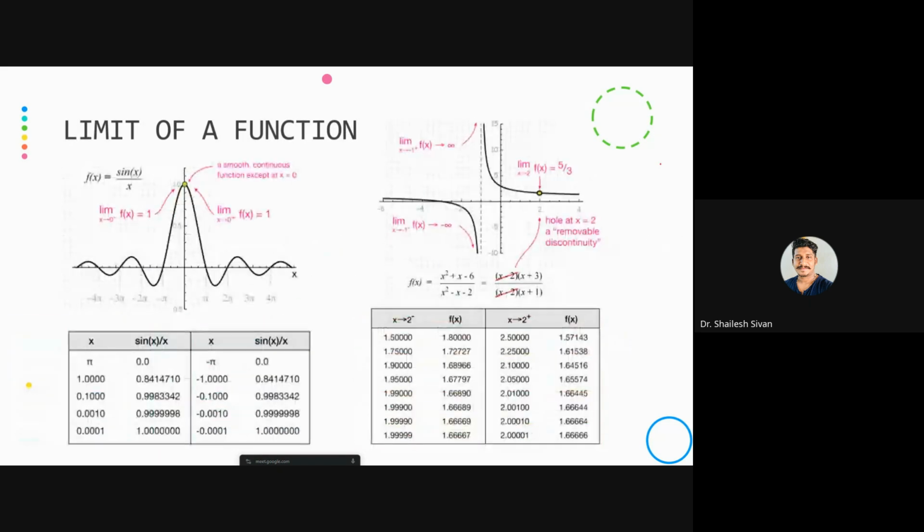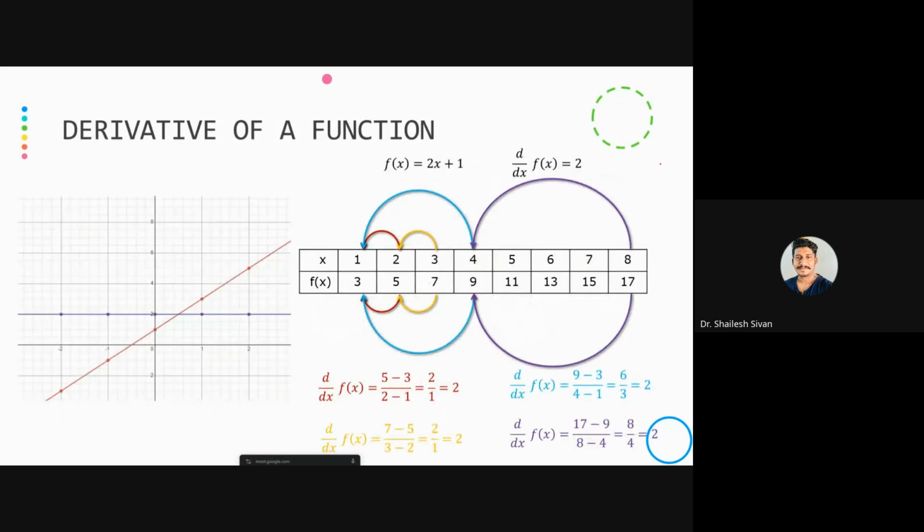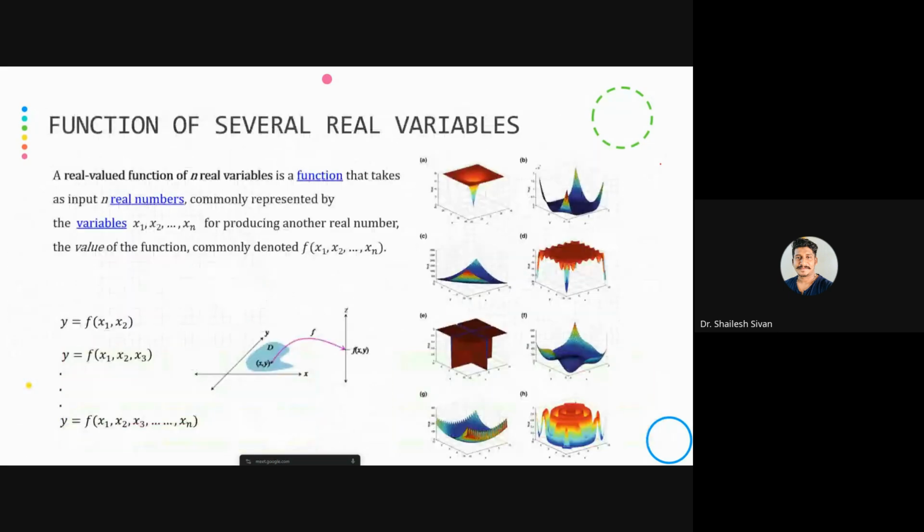Then the concept of limits, functions, derivatives, and all is there. And you need to think about multivariate functions. So what do you mean by a multivariate function? Anyone have any idea what you mean by a multivariate function?